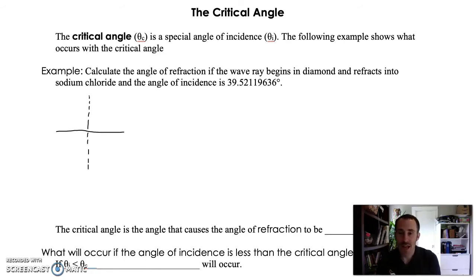And so we have an angle of incidence of 39.521196636 degrees. Now you might ask, why so specific? Well, we're going to see why so specific. So I'm just going to write 39.5 degrees because I can't be bothered to write all of that. 39.5 degrees, except it's incoming like this.